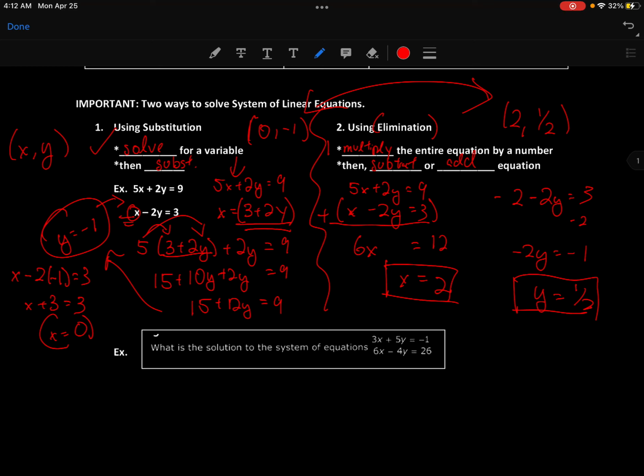Why is it 1/2, guys? Oh, because this is supposed to be y is equal to negative 1/2. I see. I messed up. Okay, cool. Anyway, moving on.